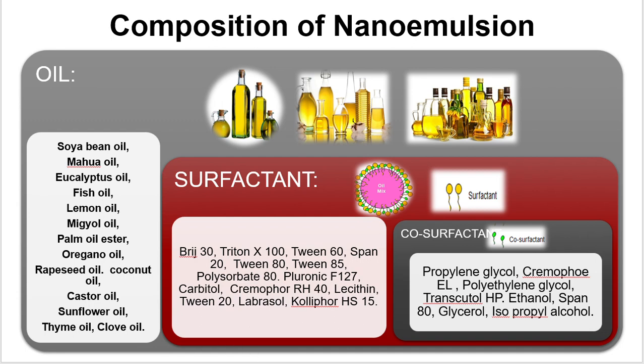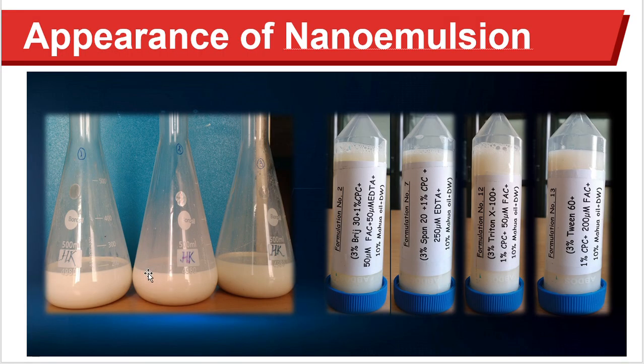So composition wise, we referred to more than 100 papers and came to conclusions about the different surfactants and co-surfactants people have been using. Okay, so now we have prepared the nano emulsion. When you see the appearance of the nano emulsion, it looks milky white. These are some of the formulations we used in our lab.